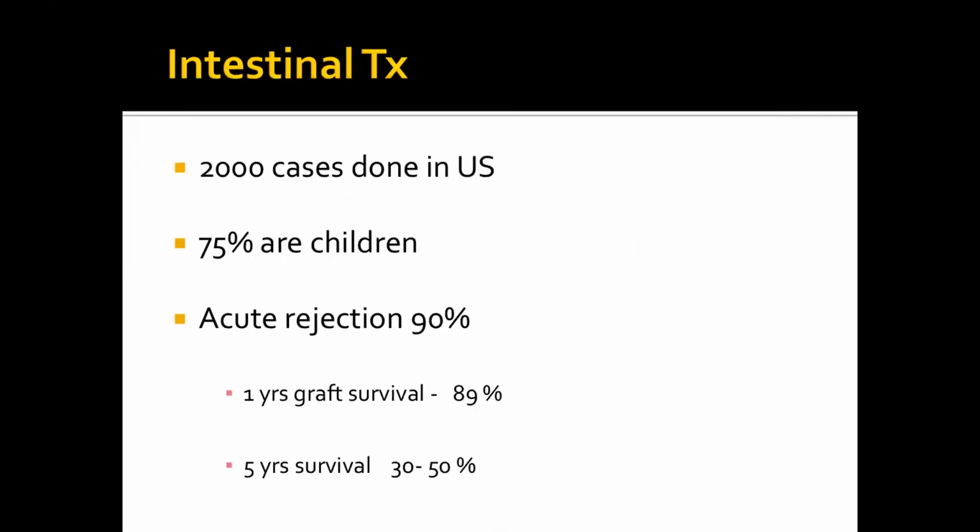For intestinal transplantation, there are about 2,000 cases done in the US, mainly in children. The risk of acute rejection is about 90%. That's why it's not very popular. Graft survival is about 90% in the first year, and drops down to 30 to 50% at 5 years.